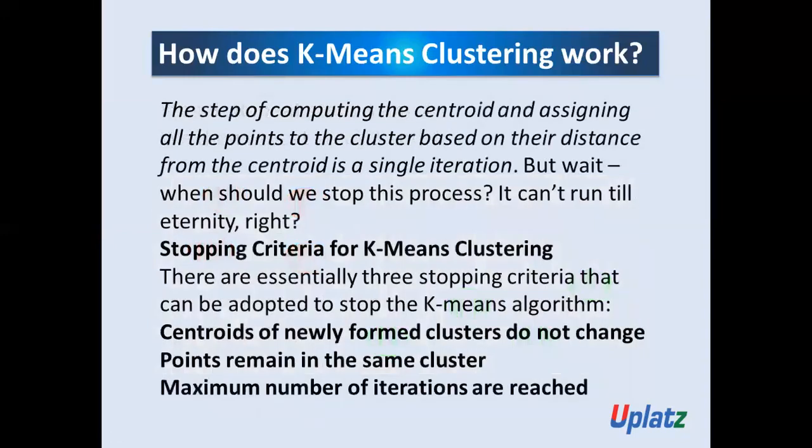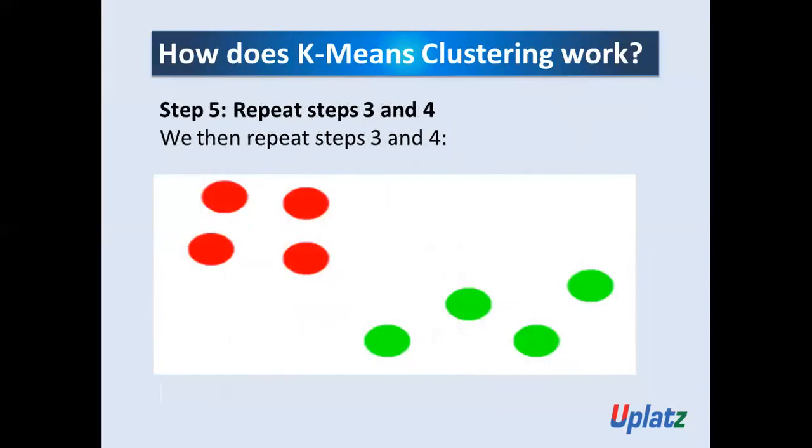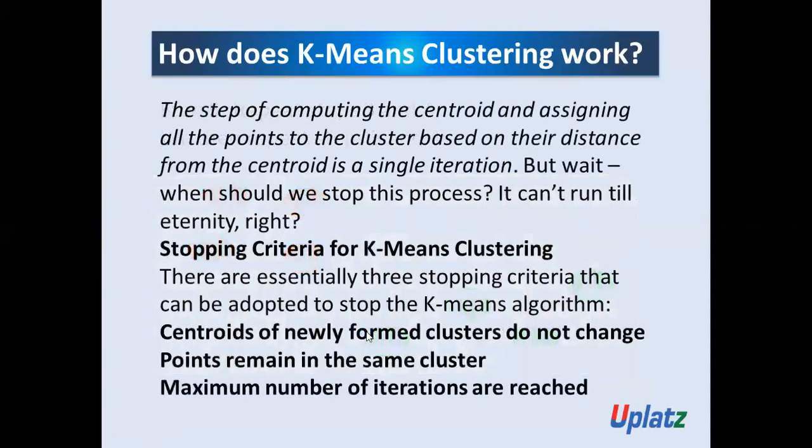What is the next criterion? The points remain in the same cluster. Here, see, the points remain in the same cluster if you again proceed with step 3 and step 4. Let's suppose in step 4 you recompute the centroid, and these points belong to the same group and those points belong to the same group. Then if the points remain in the same cluster, that is one of the criteria to stop the k-means clustering. The third stopping criterion for k-means clustering is that the maximum number of iterations is reached.